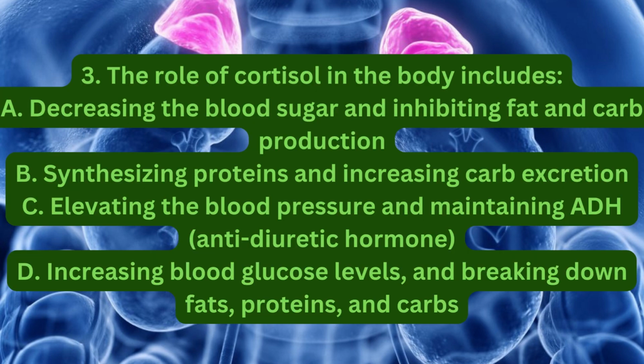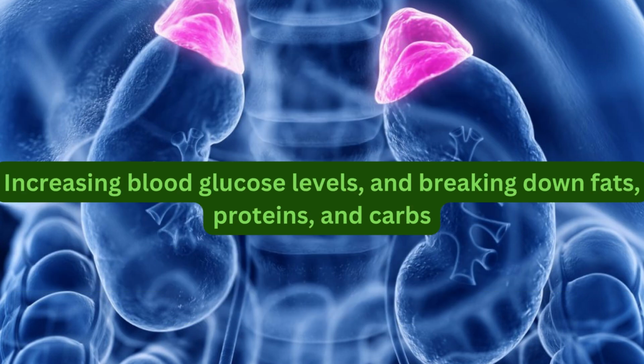That is correct. Number 3 says the role of cortisol in the body includes A. Decreasing the blood sugar and inhibiting fat and carb production. B. Synthesizing protein and increasing carb excretion. C. Elevating the blood pressure and maintaining ADH. D. Increasing blood pressure level, increasing blood glucose level, and breaking down fat, protein, and carbs. Number 3 is increasing blood glucose level and breaking down fat, protein, and carbs.